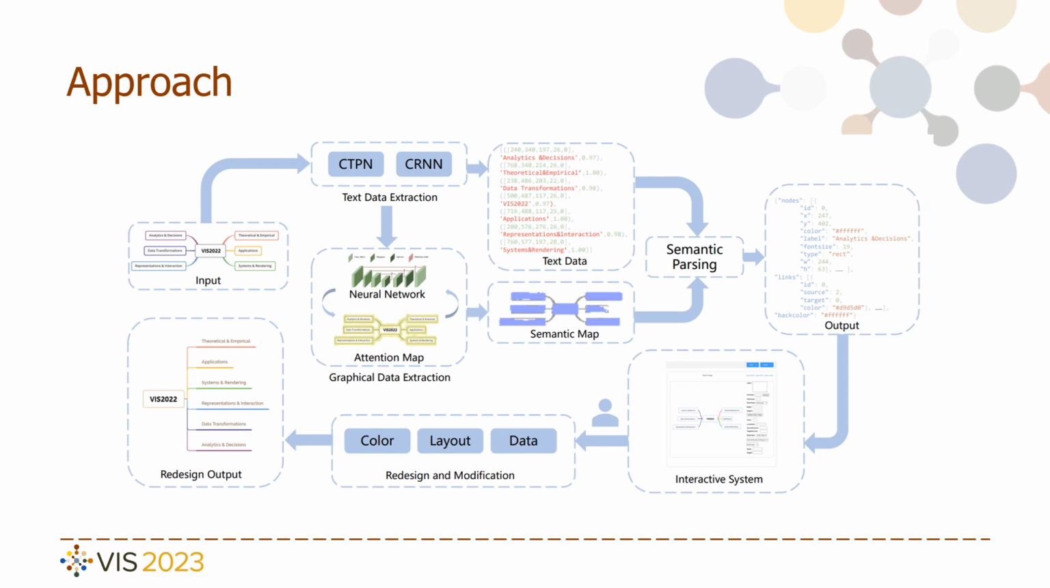We first use OCR to extract text information from the image, then use an attention mechanism semantic segmentation network to segment and obtain the semantic label of each pixel. We finally use a heuristic method to restore the original data of the network graph.